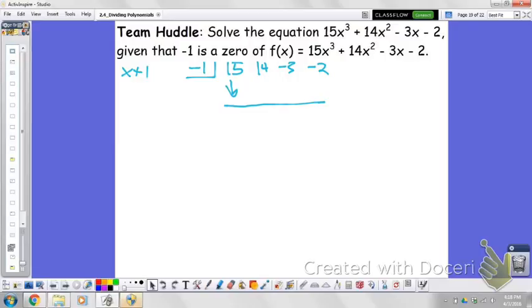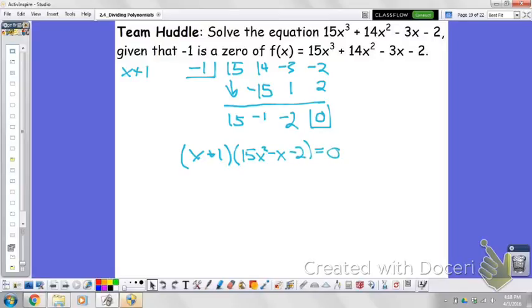Bring down our 15. I'll get negative 15 here. And then a 1. Negative 1, actually. Negative 1 times negative 1 is a 1. Negative 3 plus 1 is negative 2. Negative 1 times negative 2 is a positive 2. And again, I have my remainder of 0. So I know that our original function is equal to x plus 1 times 15x squared minus x minus 2. And then from that, again, I'll be able to find my zeros.